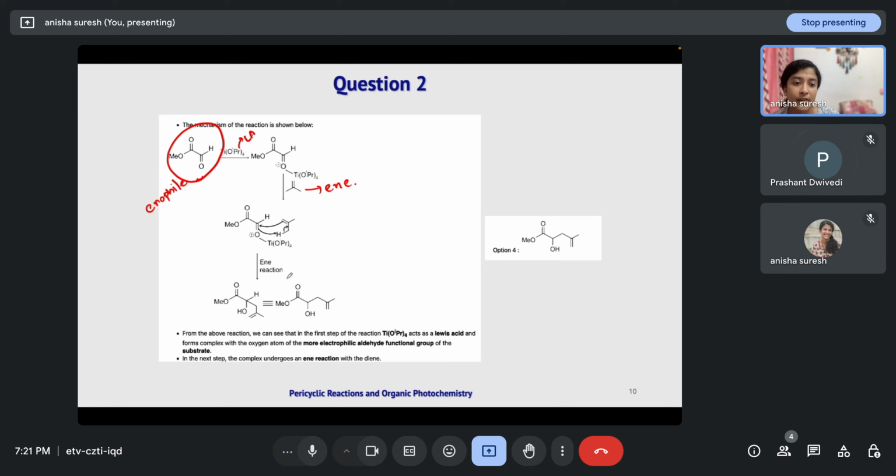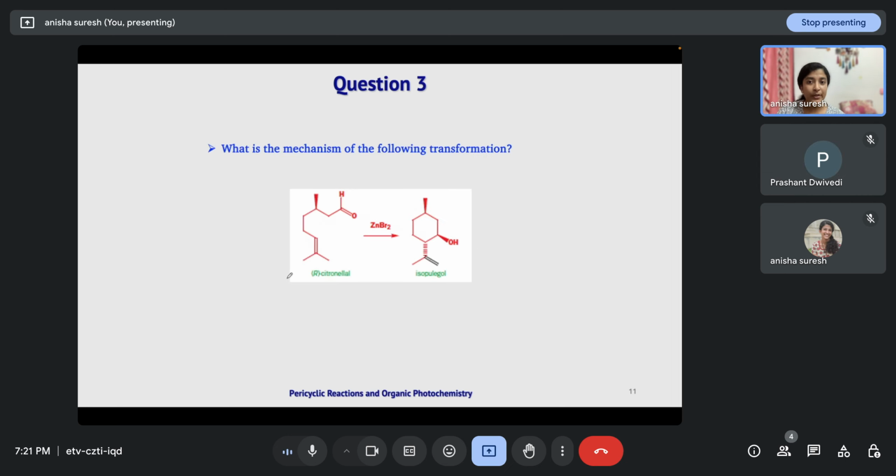Yes, ma'am. Now coming to the third question. What is the mechanism of the following reaction?